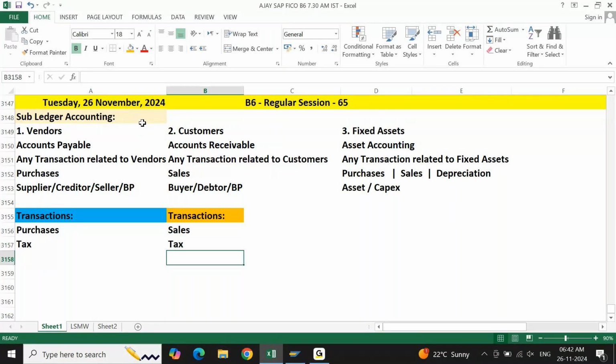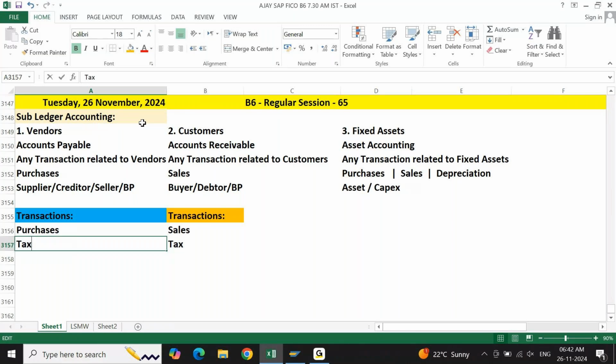While purchasing from a vendor, are we paying a tax or are we collecting a tax? We are paying tax. Whenever you are paying a tax, the tax that you are paying is called input tax or output tax? Input tax. This is basically called input tax.